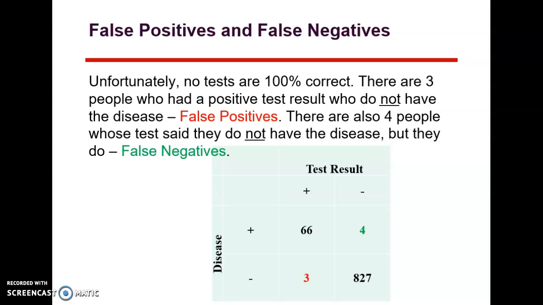But no tests are 100% correct. So you see there are actually 3 people who had a positive test result who in fact had a minus for disease, meaning they didn't actually have the disease. And we call that a false positive. And there's 4 people where it said they don't have the disease, but in fact they do have the disease. That's a false negative. Both cases are not something we'd like to see happen, but that's the way it goes with a realistic test.